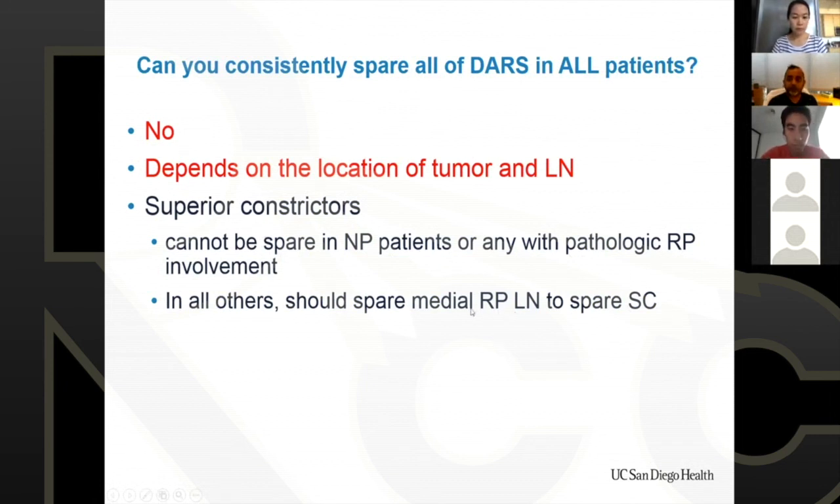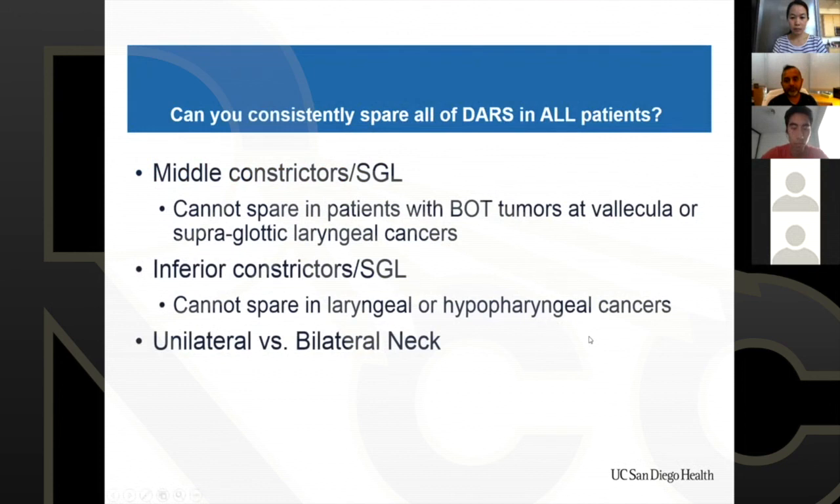In other patients, though, you really should make an attempt to at least spare the medial retropharyngeal lymph nodes. There is very good data to suggest that outside of nasopharynx and perhaps hypopharynx patients, very few patients ever fail in the medial constrictor muscles. So even when you feel that you have to treat the retropharyngeal nodes, you really want to treat the lateral retropharyngeal nodes, and you can spare the medial retropharyngeal nodes, and that way you'll spare the superior constrictor in these patients.